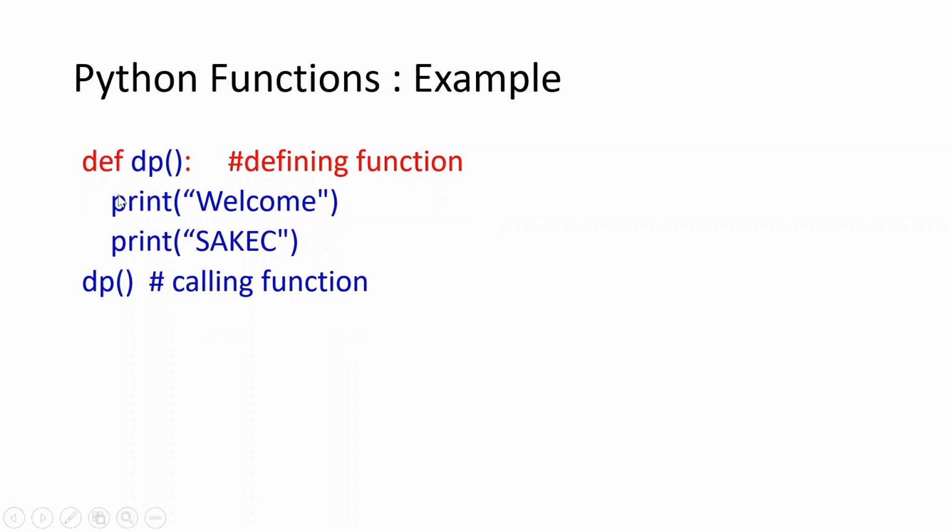For example, we have declared one function, dp, and here is the definition of that function, using the def keyword with the name of the function, dp, round brackets, colon. Inside it we have taken two statements which will print welcome and saket on the screen. So it will execute when we call this function by using its name and then round brackets. So this is your calling of the function and this is your definition of that function.